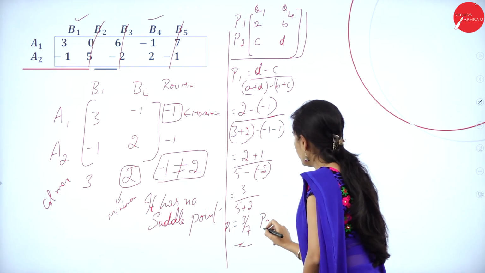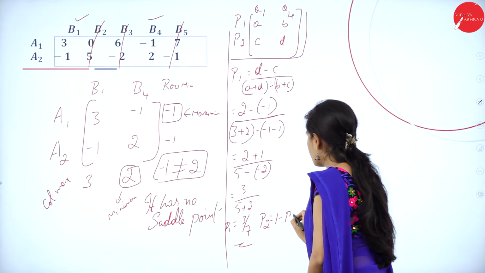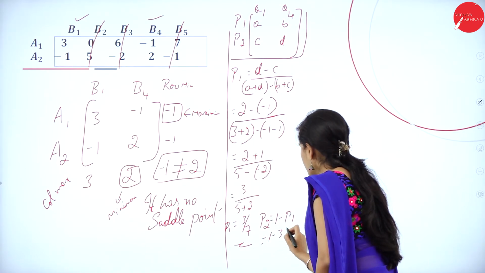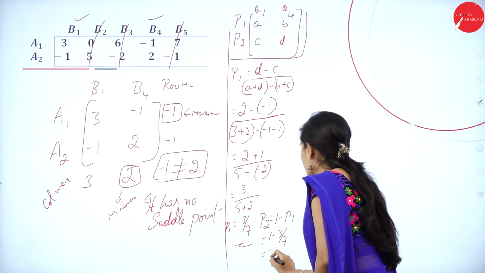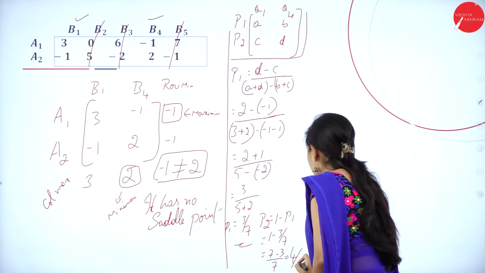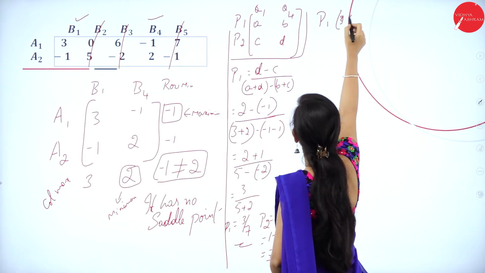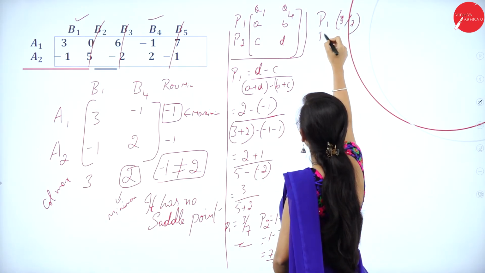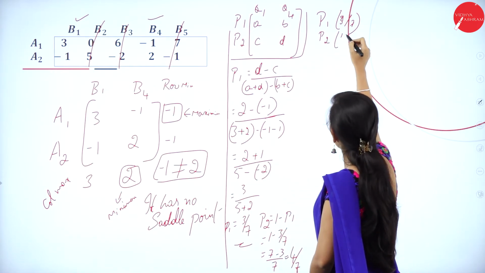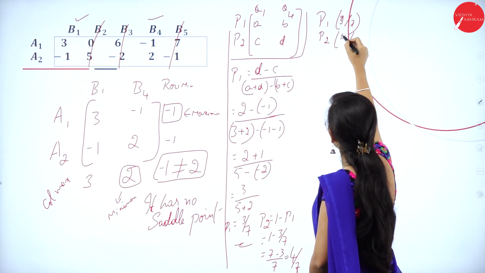And what is P2? P2 is equal to 1 minus P1. It is 1 minus 3 by 7, 7 minus 3 by 7. It is 4 by 7. Therefore, P1 is 3 by 7 and P2 is 4 by 7.